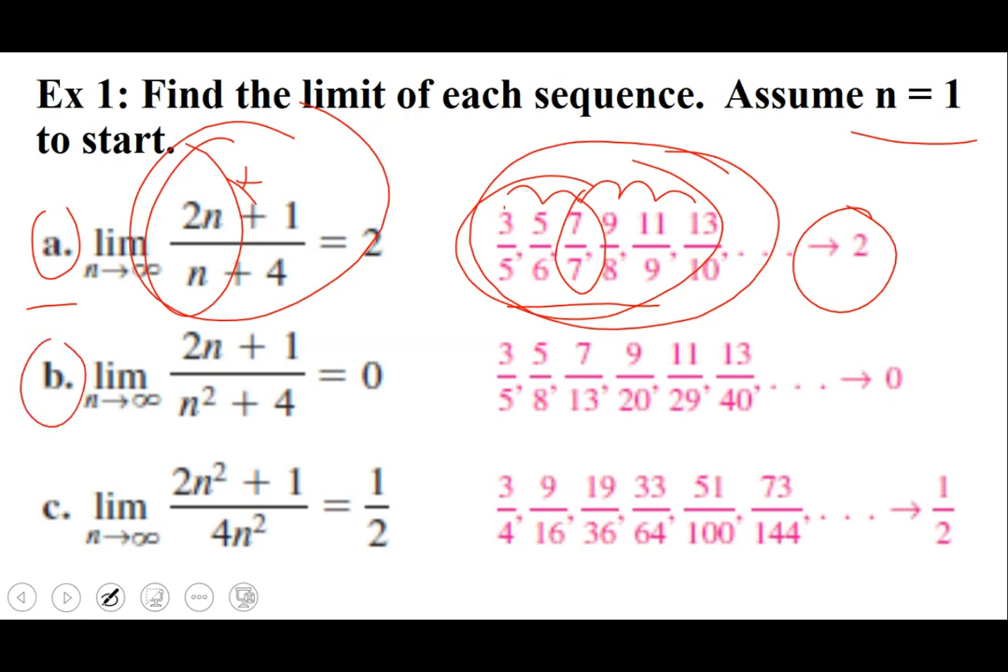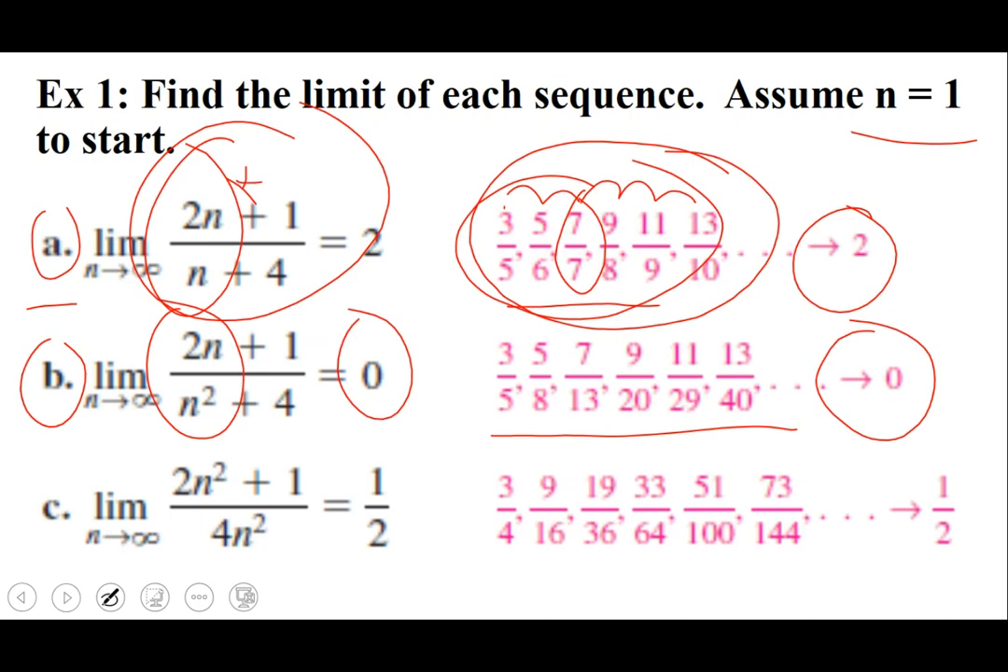In B here, (2n plus 1) over (n squared plus 4). Again, here are your values. If you were to calculate some of the terms in that sequence, you'll see that the fractional value is getting smaller and smaller and smaller. It won't ever be negative though. So if you're getting smaller and smaller and smaller, that is converging towards 0. Again, look at the degrees. Larger on the bottom means that the limit is 0.